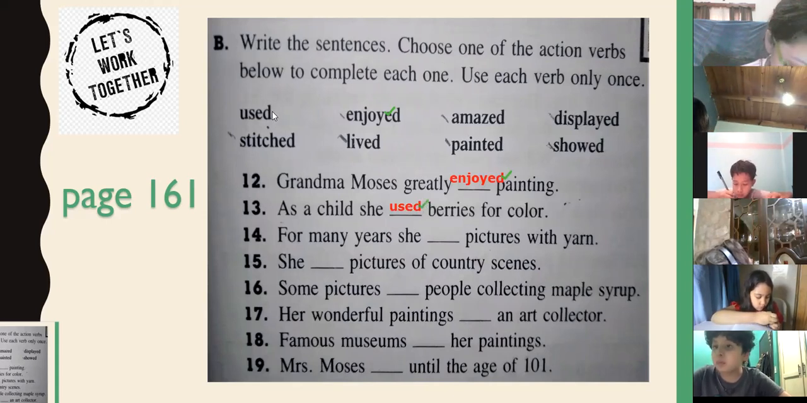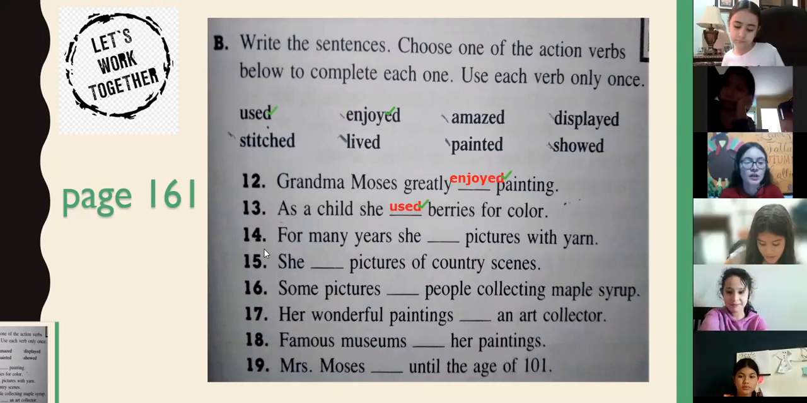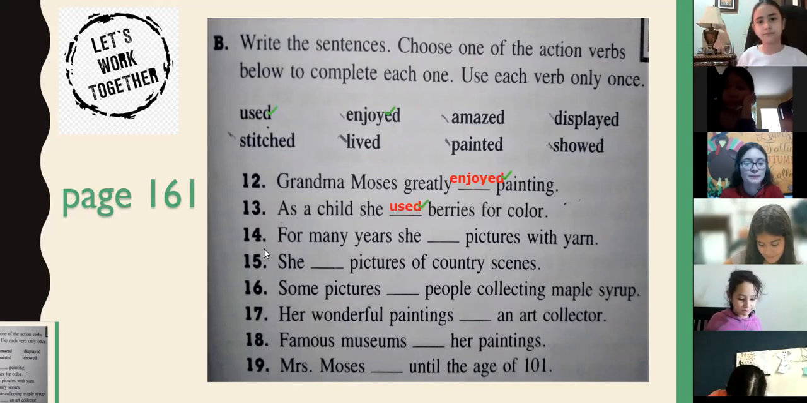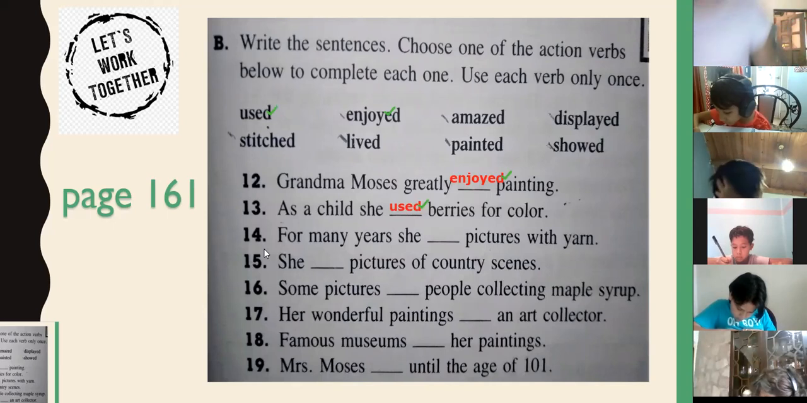Miss, I want to participate. Okay, Mia, thank you, Khaled. Yes, let's give the chance to somebody else. It's going to be okay. Mia, number three. For many years, she pictured with drawing. Mm-hmm.